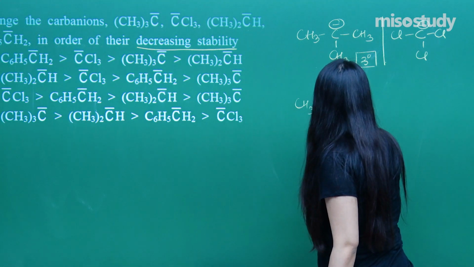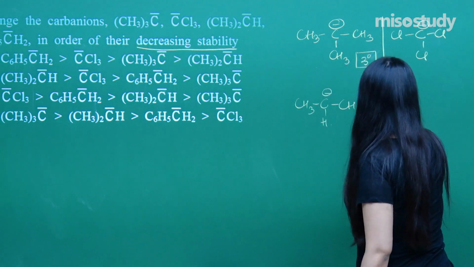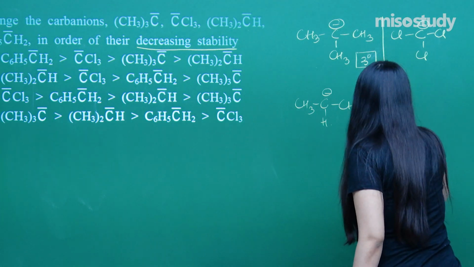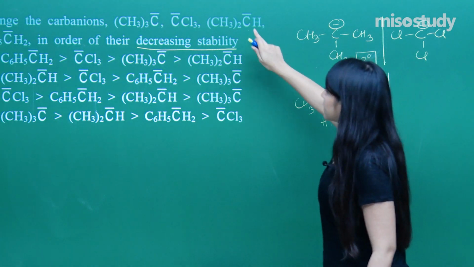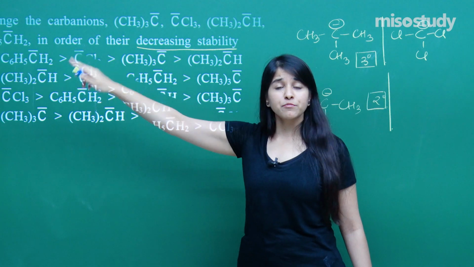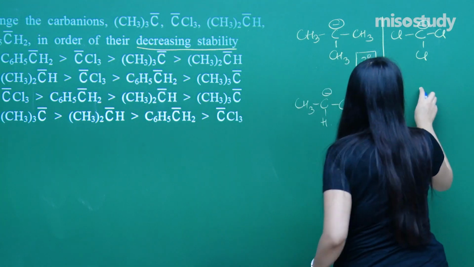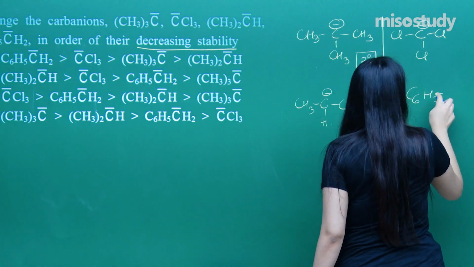So we have already discussed the stability of carbanions, so we will be using that fact over here. And the last one, what do we have? That is the benzyl carbanion, not the carbocation, but the benzyl carbanion we have got. So that is somehow like this.